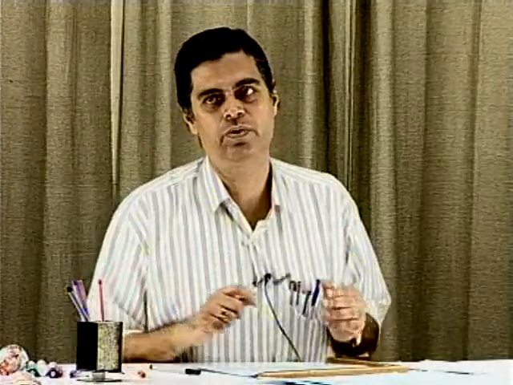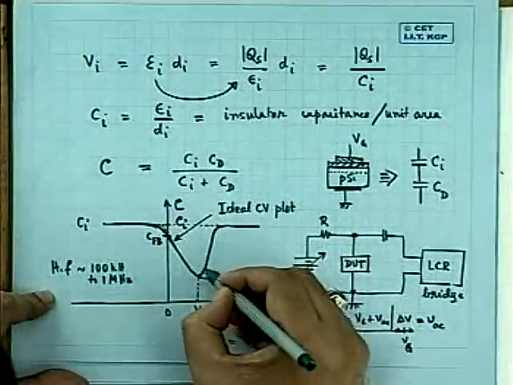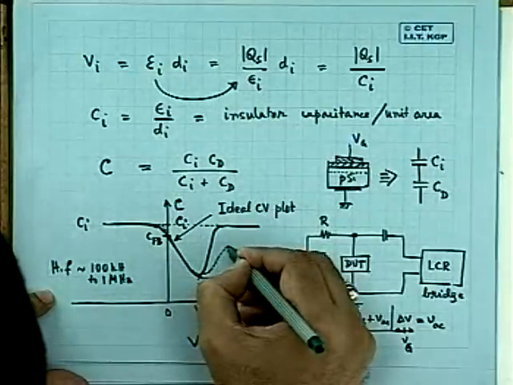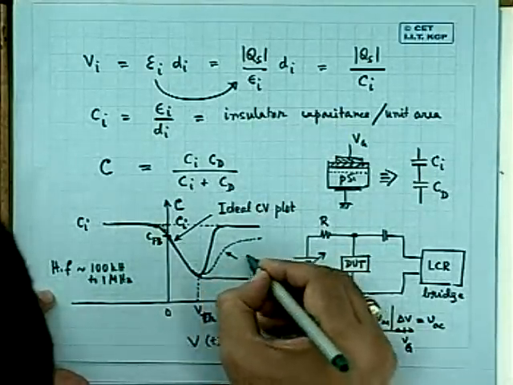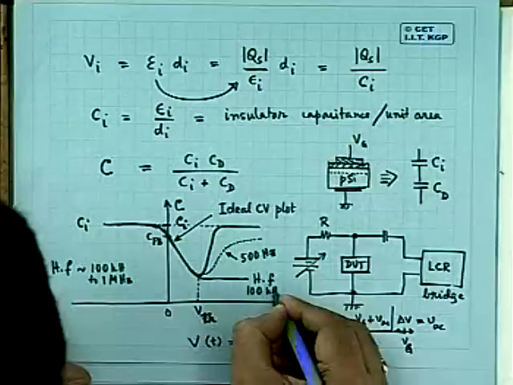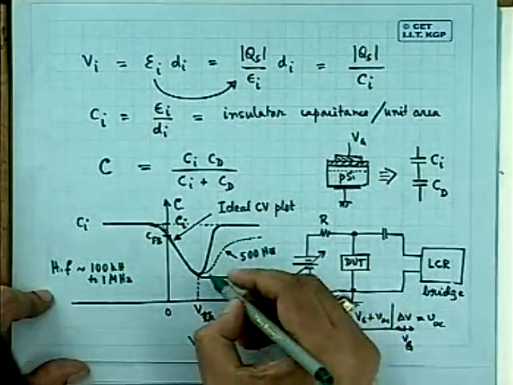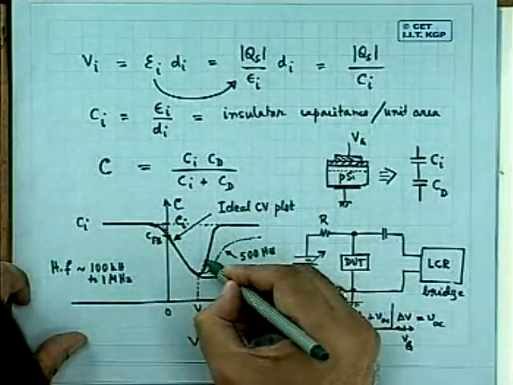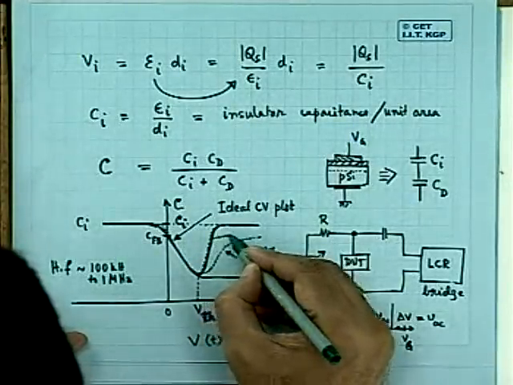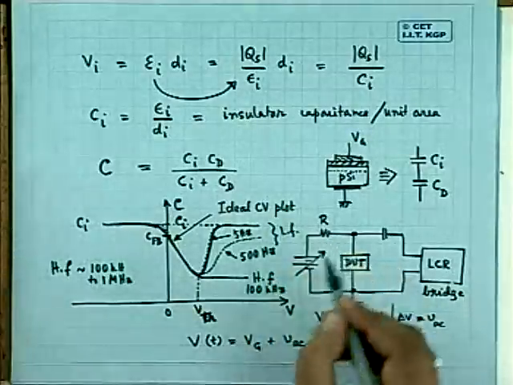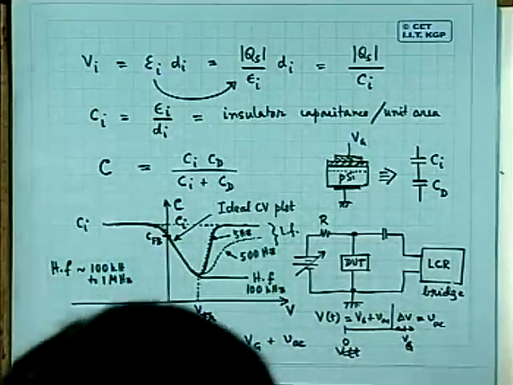However, if you take the same measurement at a very low frequency, say if you are doing the measurement at 500 hertz, you will get a curve, let me tell you, something like this. This may be, say, at 500 hertz. This may be at 100 kilohertz. And if you ultimately take the measurement at a frequency which is, say, 5 hertz, not 500, 5 hertz, you will again get a curve which is very close to the ideal curve. These are called low frequency CV plots.